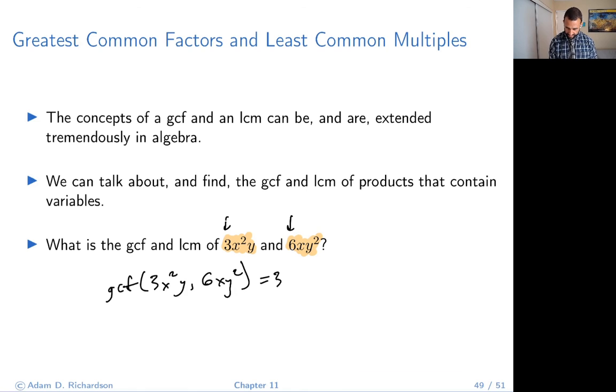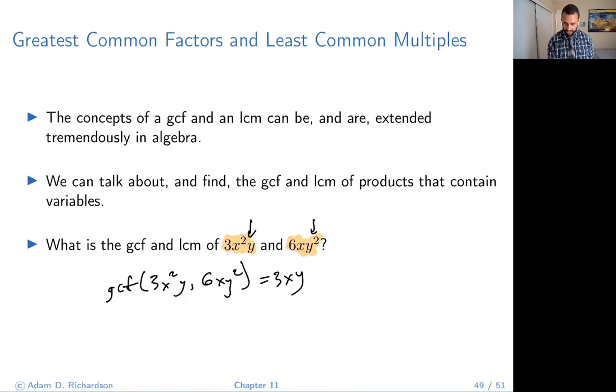Now, let's see, the first number here has 2 factors of x. This one only has 1 factor of x, so I can only include 1. Otherwise, I'll lose this number. That's the whole idea, right? All right, now this number has 1 factor of y, and this one has 2 factors of y, so I can only include 1 of them. Otherwise, I'll lose this number, right? So in this case, that's it. That's our greatest common divisor. This is the biggest number that divides both of these. That's what that is right there.